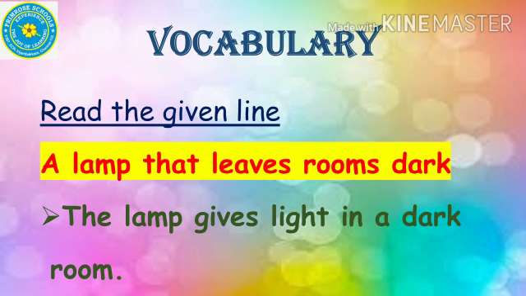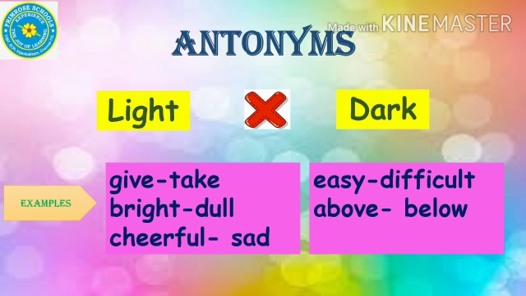So now we will look at some vocabulary. So read the given line. A lamp that leaves rooms dark. So a lamp gives light in a dark room, isn't it, children? Children, the word light is the opposite of the word dark. Opposites are also called antonyms. The words light and dark are antonyms.